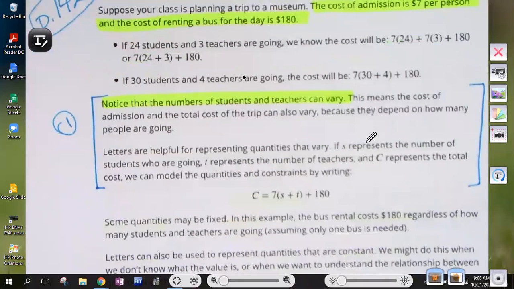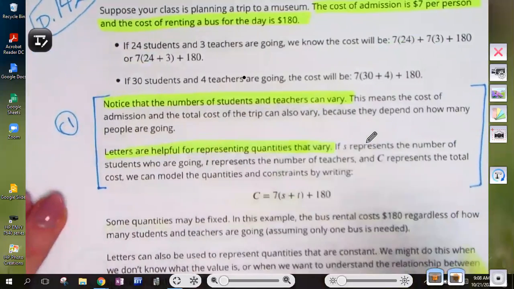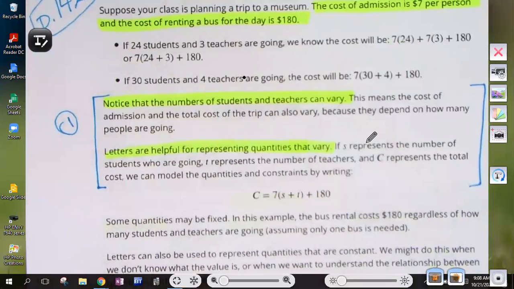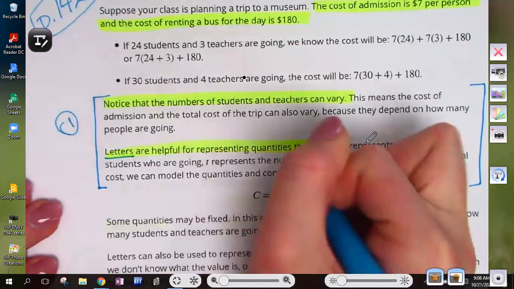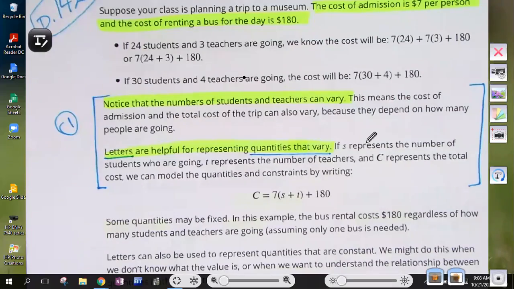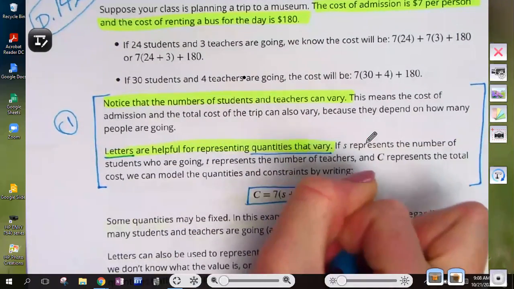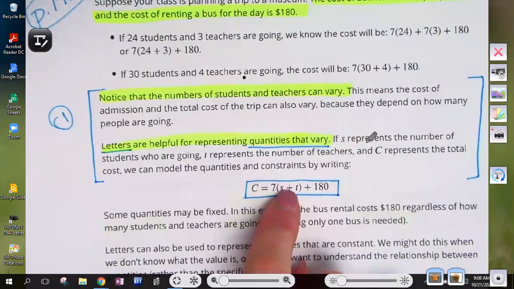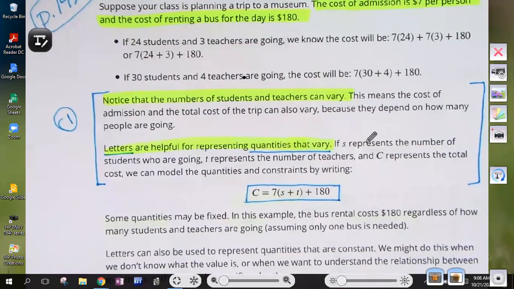Highlight. Letters are helpful for representing quantities that vary. We're going to underline letters, quantities that vary. If S represents the number of students who are going, T represents the number of teachers, and C the cost, we can model the quantities and constraints by writing this. Teachers and students, however many we have, we add together, multiply by 7, and then add 180 because that is how much we have to pay for the bus.